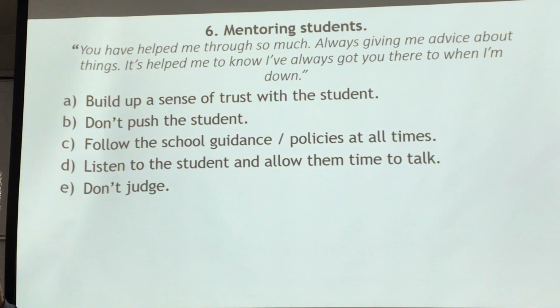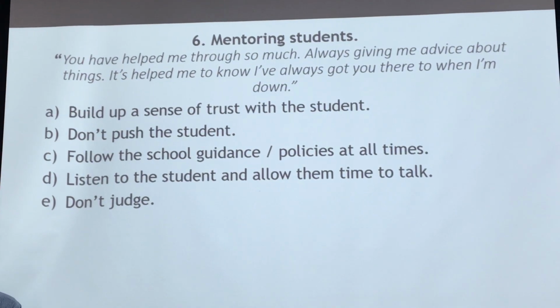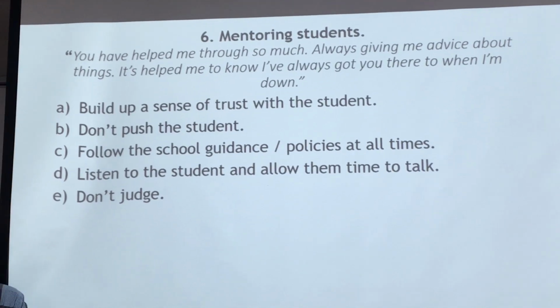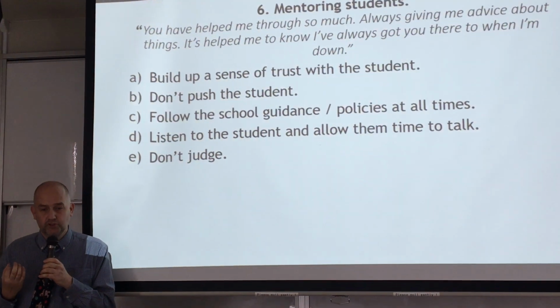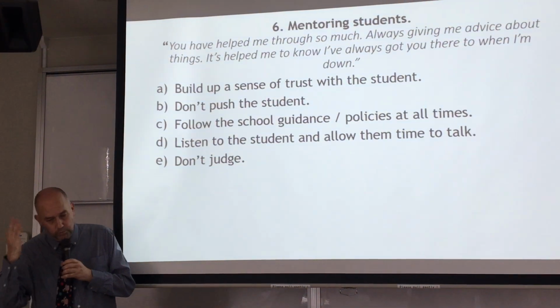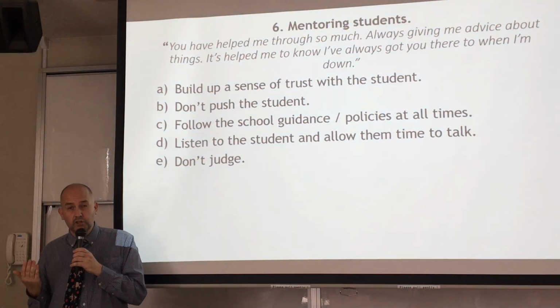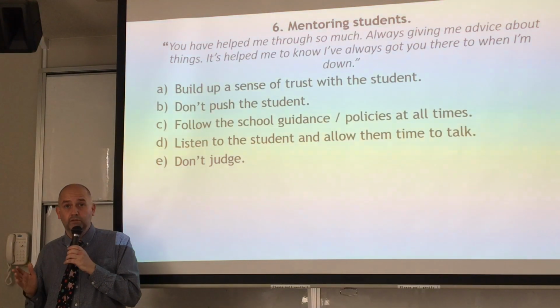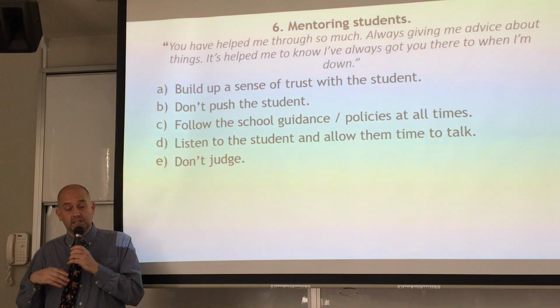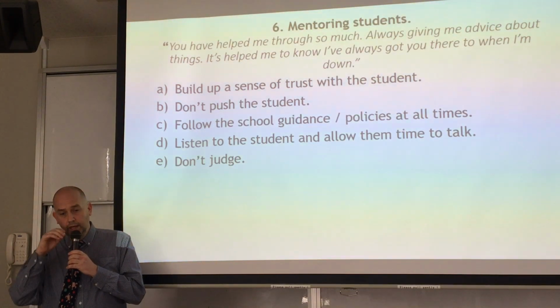So, if you look at this quote at the top here: "You've helped me through so much, always giving me advice about things. It's helped me to know I've always got you there when I'm feeling down." So one really important part of the form tutor is to actually mentor students. As they go through life, the teenage years, 11 upwards, there are lots of things that students find difficult. It could just be a simple argument with friends. It could be a big family dilemma. It could be, as I've said, a death in the family. And it might be that you're the only adult that the student feels they can talk to.